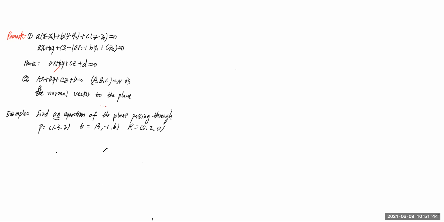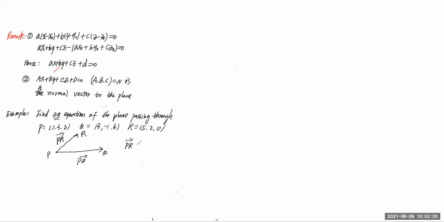We have P, we have Q, we have R, three points. But we know if you have three points, you can automatically connect them and get two vectors. Of course, you can get three vectors, but we only need two vectors. So we get PQ and PR. Okay, and then let's compute it.